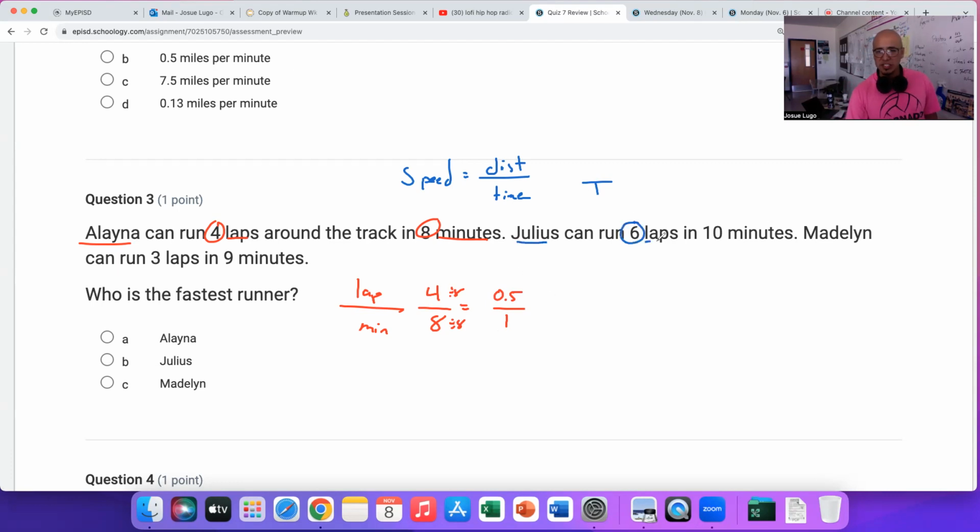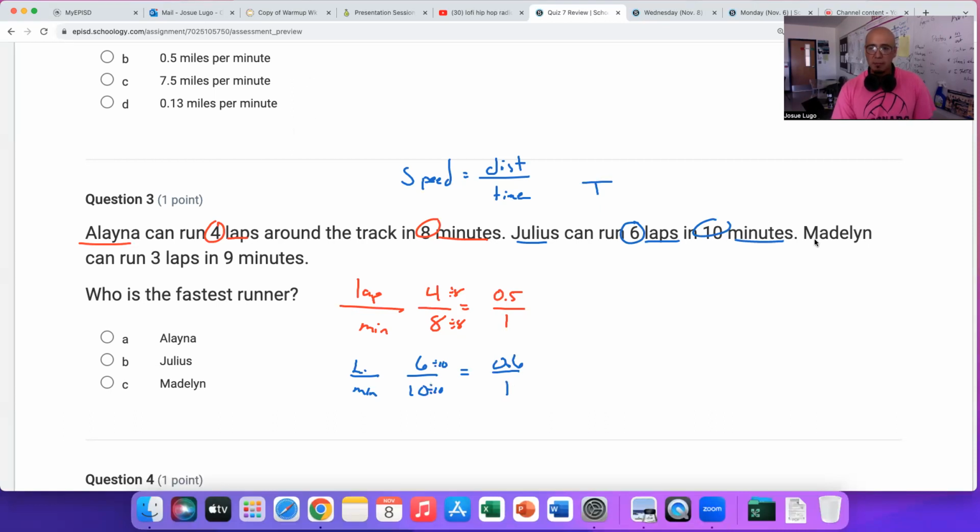Let's talk about Julius. Julius can run 6 laps in 10 minutes. So I'm going to do the same thing. I'm going to do laps per minute. And he does 6 laps in 10 minutes. But again, I want to know how many laps are done in 1 minute. So divide by 10, divide by 10. If you divide 6 by 10, that's going to give you 0.6. Notice that he does a little bit more than Aliana. So far Julius has the faster rate. He moves a little bit faster per minute than Aliana. But we still have one more to see.